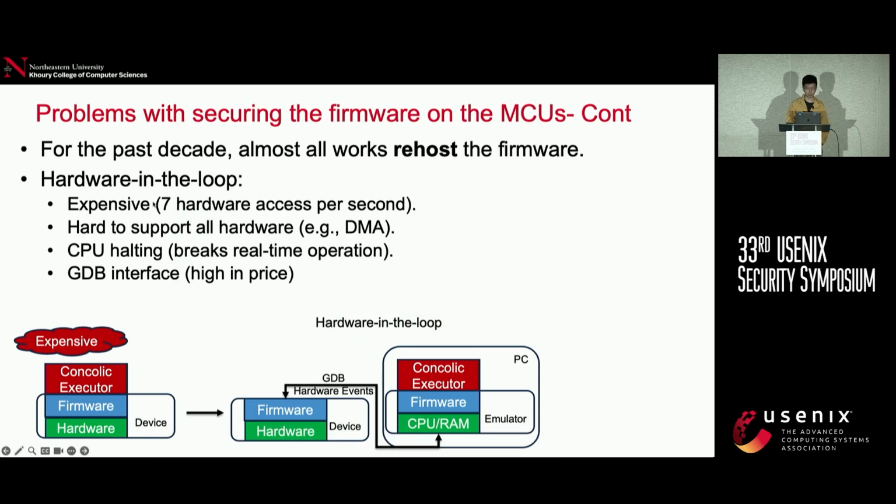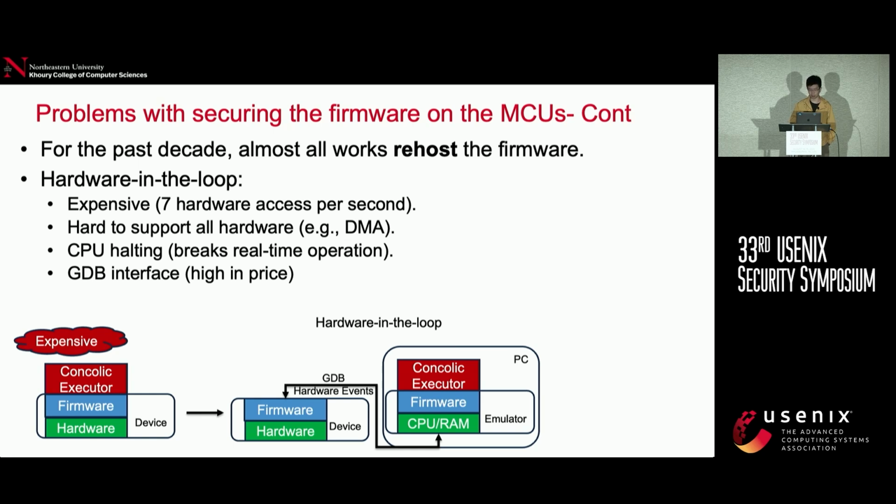So yeah, the whole communication is kind of expensive. As a result, as low as 5 hardware accesses can be performed per second, which is not good. And it's hard to access all the hardware components on the MCUs, for example, DMA, is still kind of challenging at this moment.